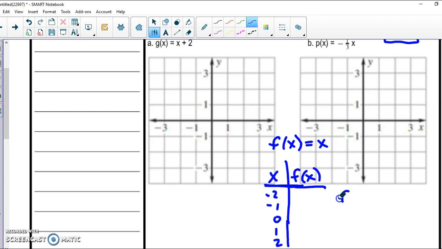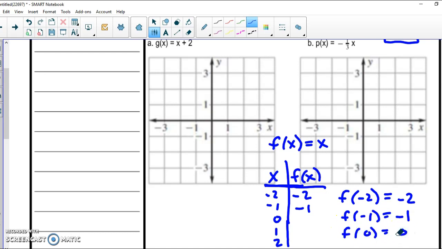So if I want to find f of -2, then I substitute -2 into my equation for x. So f of -2 equals -2. If I want to find f of -1, then I substitute -1 in for x. So f of -1 equals -1. Hopefully you are detecting a pattern here. F of 0, I'm going to substitute 0 in for x. So I think we can safely fill in the remainder of this.